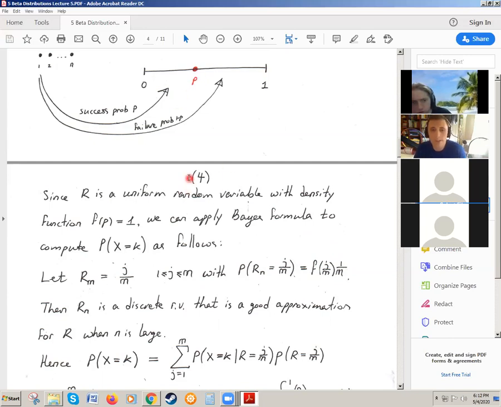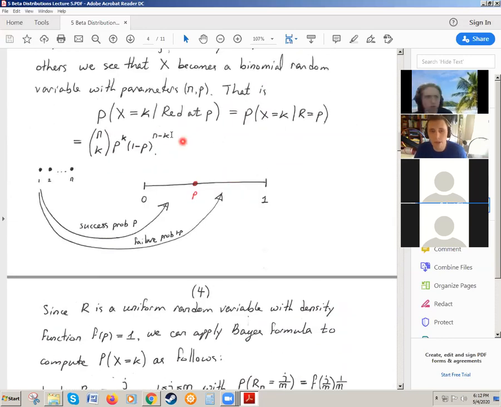So do you understand what our problem is? If I know where the red particle is located, if I know it's at point P, then given that information, it's not hard to figure out the probability that exactly k out of the remaining n black particles are to the left of this point. Is that clear? Good. So that would be a binomial distribution.